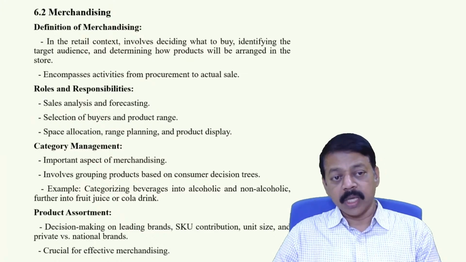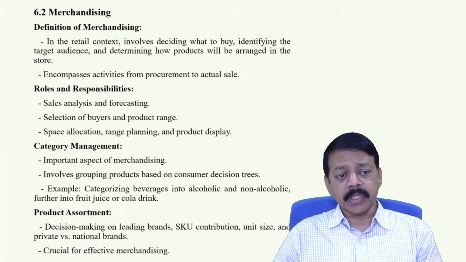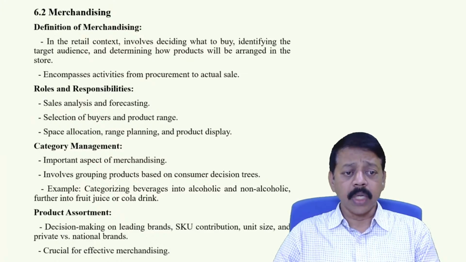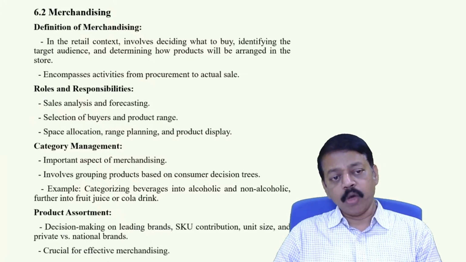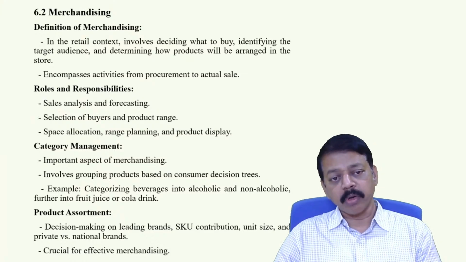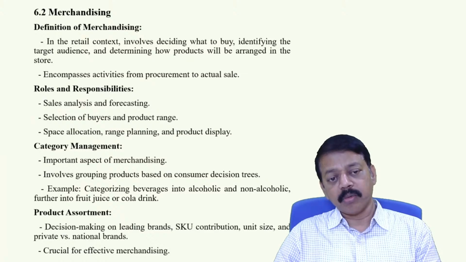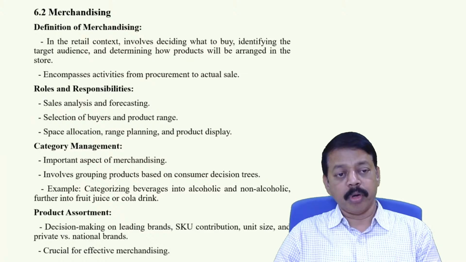Your responsibility is again going to extend into space allocation, range planning, and of course product display. Now, what is space allocation? How much space should be given to which particular category of product? You are not operating in an infinite space kind of system. You have limited space, limited places where you can display your product. Everything is almost fixed, and you cannot help it being changed. So you have to go for proper space allocation to the proper kind of products.